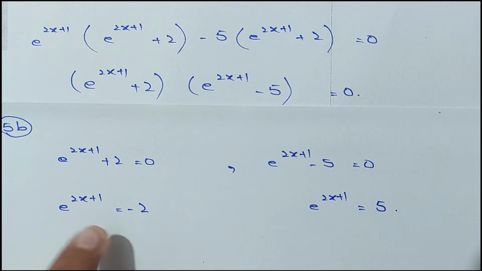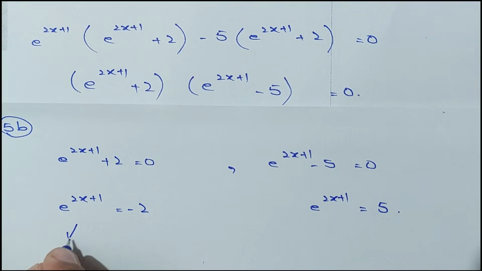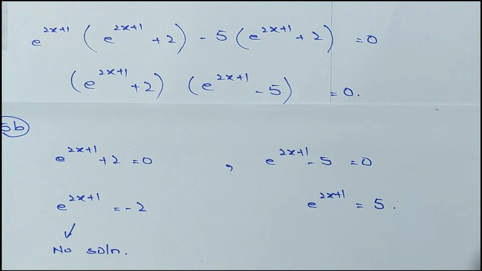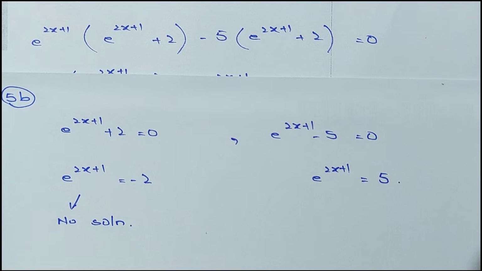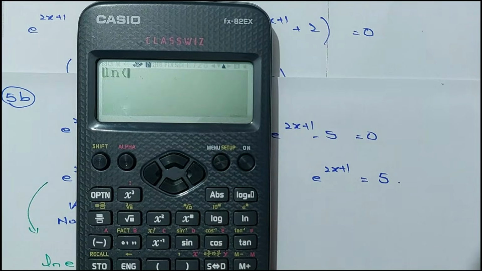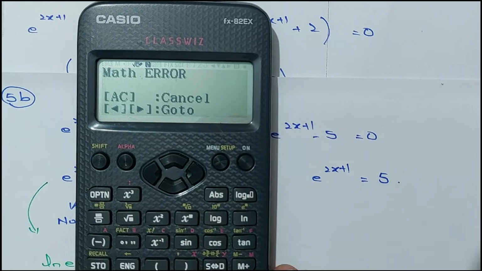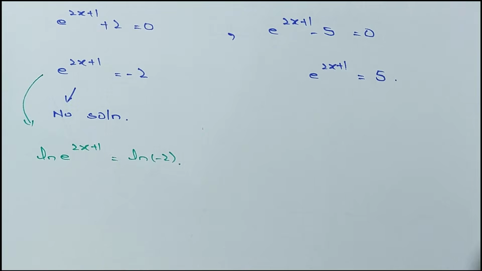Right. So this is negative 2, so we get no solution. Why does it have no solution? Because we have to convert the exponential into logarithm. When we convert it, taking ln on both sides, ln e to the power 2x plus 1 equals ln of negative 2. So ln of negative 2 does not exist, so we have no solution from here.